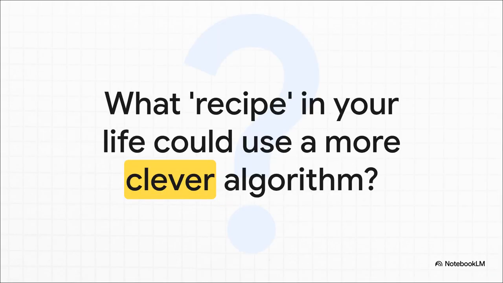And that leaves us with a final thought to chew on. We all have these routines, these little recipes that we follow in our daily lives, from how we organize our email to how we plan our weekend errands. So here's the question. What's one recipe in your life that could use a smarter, more efficient, more Euclidean algorithm?